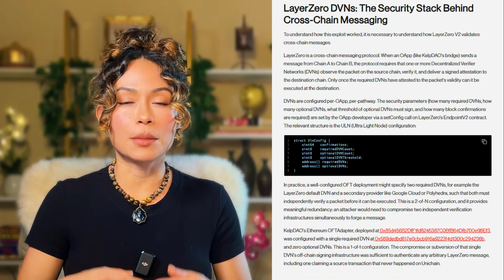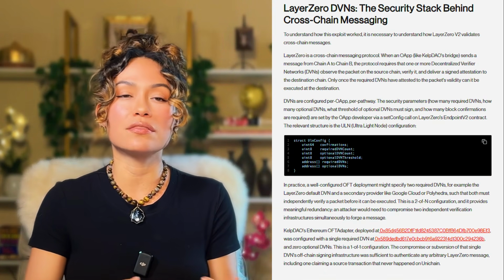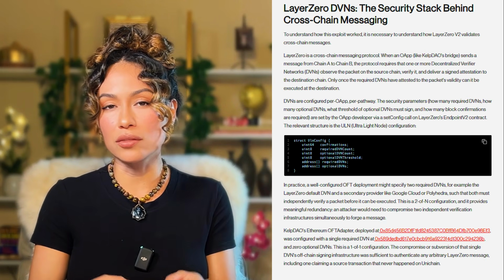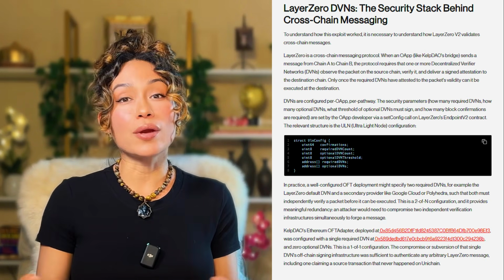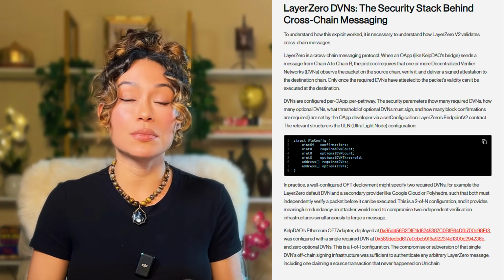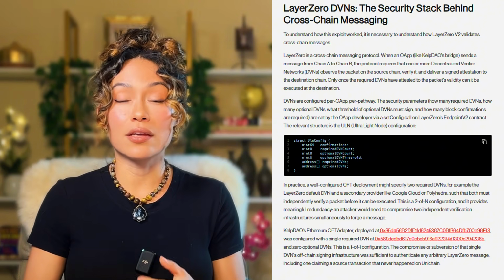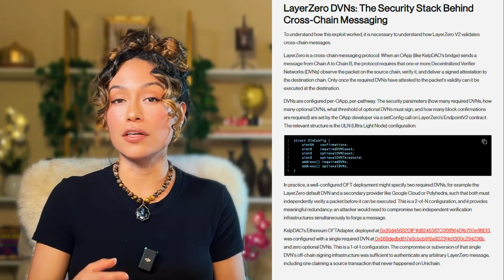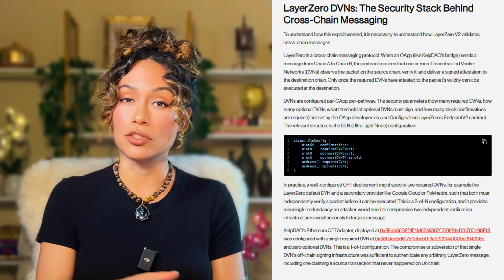Layer 0 had publicly recommended multi-verifier setups. Their integration guidance warns that single DVN configurations create a single point of failure, but Kelp kept theirs anyway. Now, here's how the attack actually worked. And this is the part that matters for understanding DeFi's risk in general.